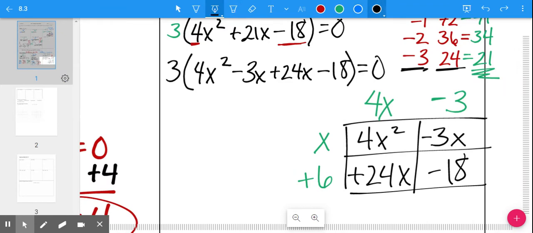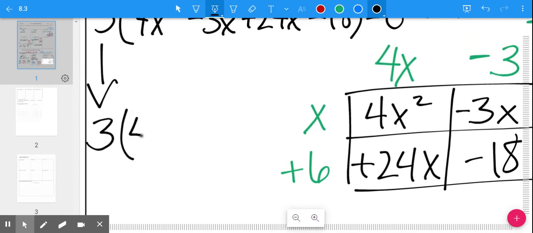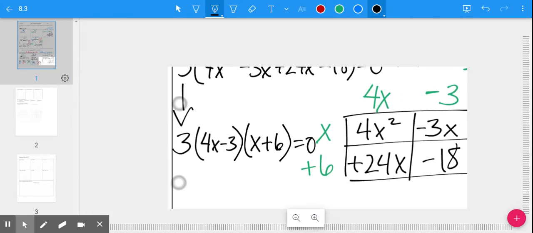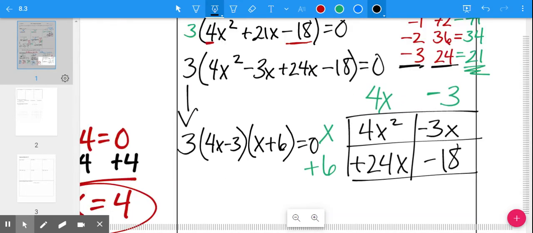So now we have this 3 on the outside that we have to keep dragging along with us, but now we have our 2 binomials. We have 4x minus 3 and x plus 6 equals 0. Because we're solving these, we haven't isolated x yet. We still have to do that step. So now that we've got it into 2 binomials and a factor in the front, we can set each of these equal to 0 and solve.